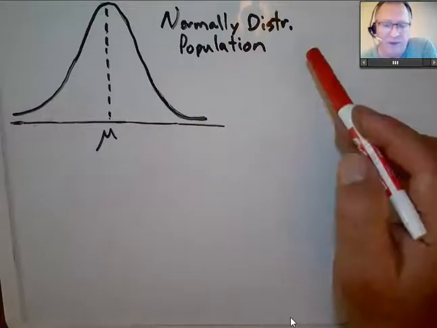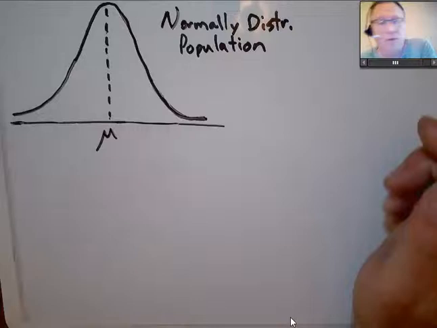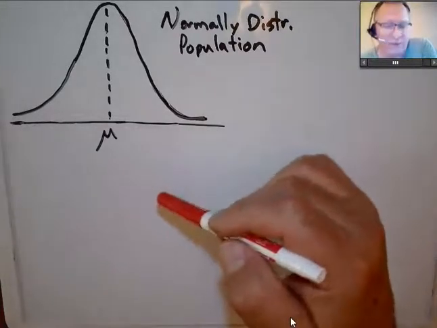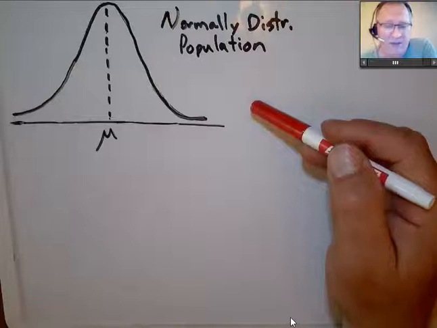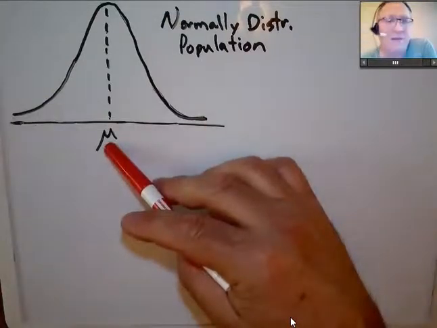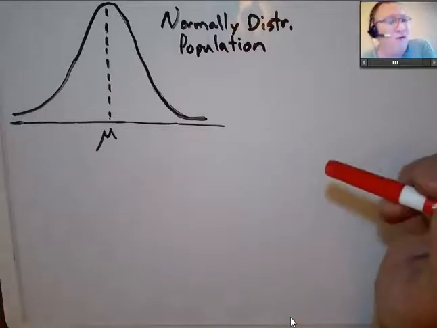What do we know about the normal distribution? Well, we know several things. One of the most important ones was that the mean, the median, and the mode are all equal. And if this is a population, we know what the true value of the population mean is, and we use this symbol, mu.